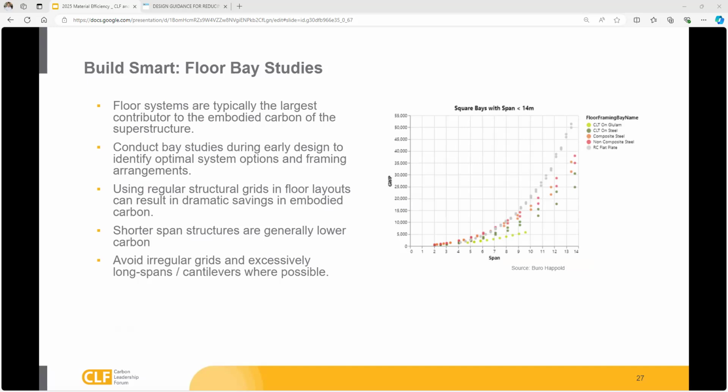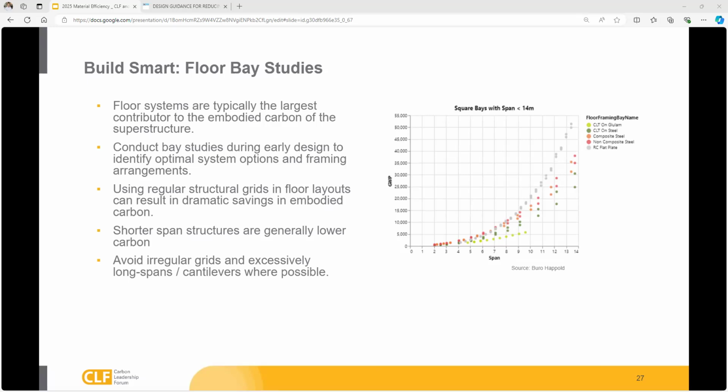Focusing on floor-based studies early on in the project. As I highlighted earlier, floor systems are typically the largest contributor to embodied carbon of the superstructure. So it's therefore typically a good area to focus on. Identify optimal systems and use regular structural grids, and coordinate those grids with your design team. Doing so can result in dramatic savings.